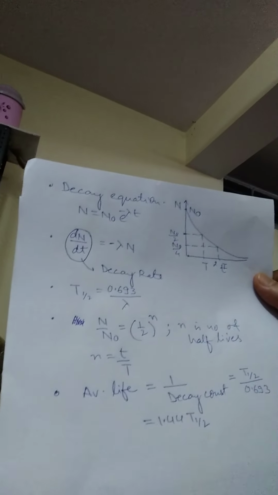Now come to proof of decay equation. It is very important. Proof of decay equation is very important. That is decay rate. The formula is of decay rate. Relation between decay constant and half-life period. Numerical on N upon N naught is equal to 1 by 2 to the power n. It is very important for numerical purpose. And average life is equal to 1 by decay constant. And I have noted down these formulae also. Please, you note it down.